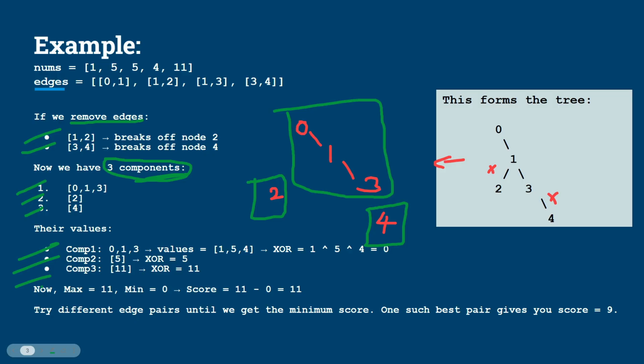If you compute all these 3 values, let's suppose for 0 1 3, if you do the XOR computation, what will happen? You will get the XOR values 1, 5 and 4.